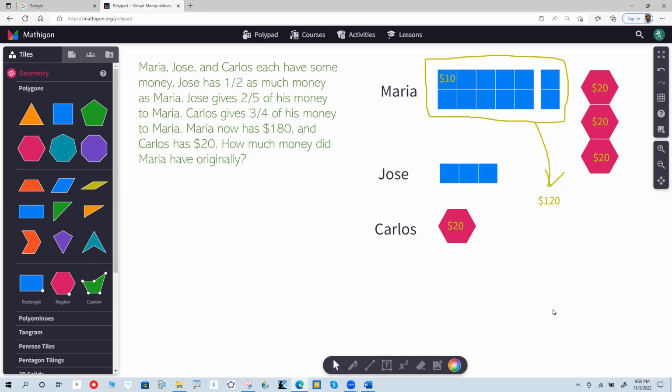Now, what does the question say? How much money did Maria have originally? Now, you have to be careful. These two blue squares came from Jose, so those didn't belong to Maria. Don't count them. And these 3 red hexagons came from Carlos, and they shouldn't be counted as her original amount. So the original amount must have been 10 blue boxes times $10 per box. That's $100. So let's write it down.